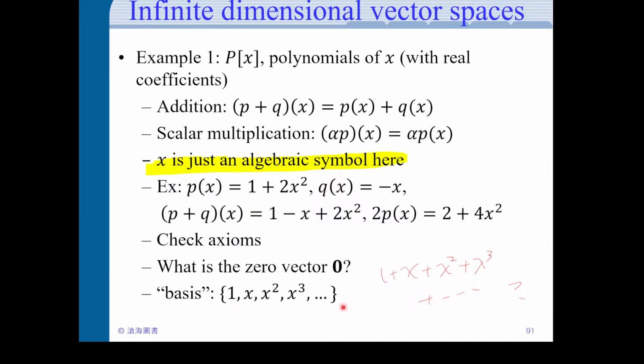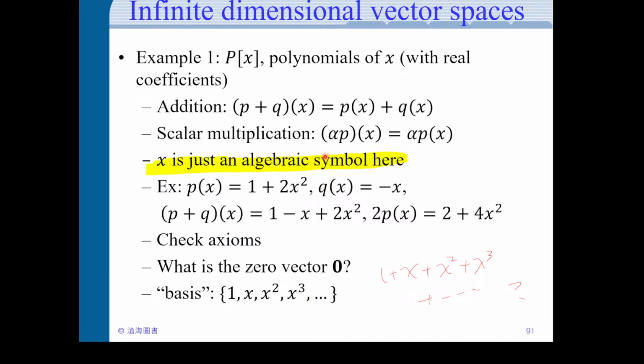And also now you think about what's the basis of this vector space. Now you get infinite. Okay, so you want every polynomial written as a linear combination of your basis elements, and a very natural basis is just all the monomials. So it's 1, x, x squared, x cubed, etc.